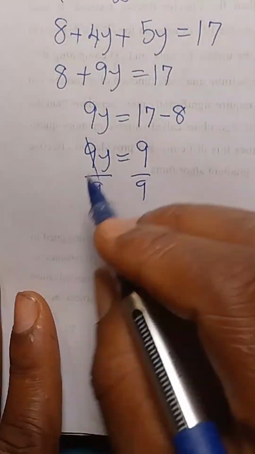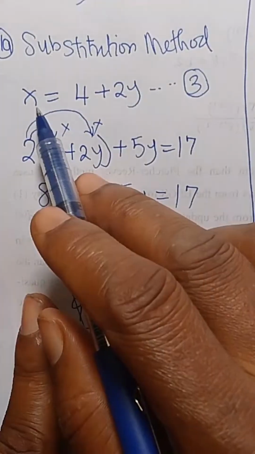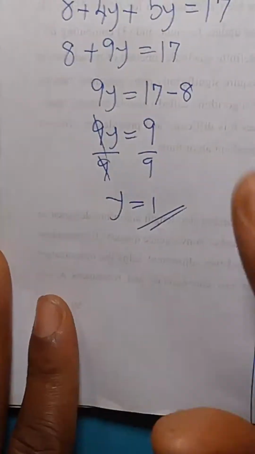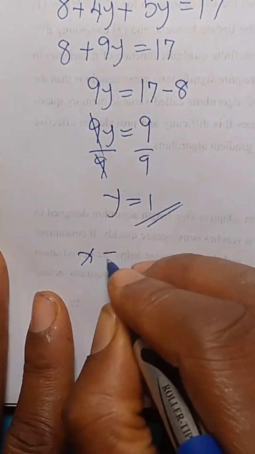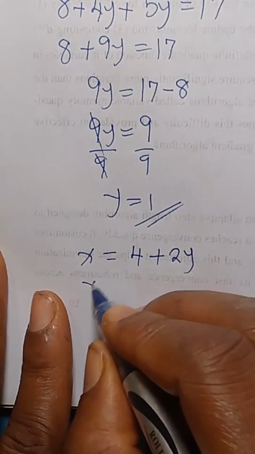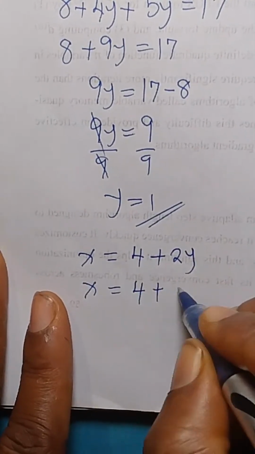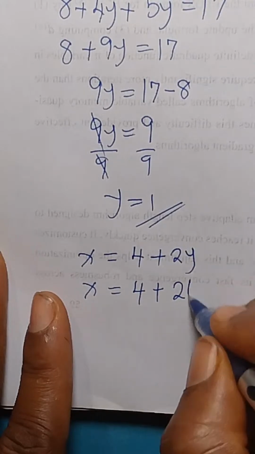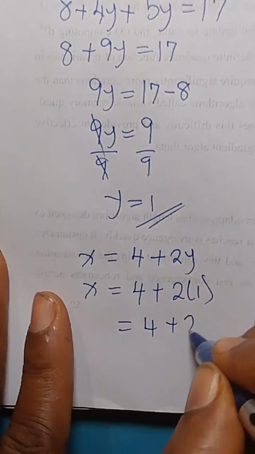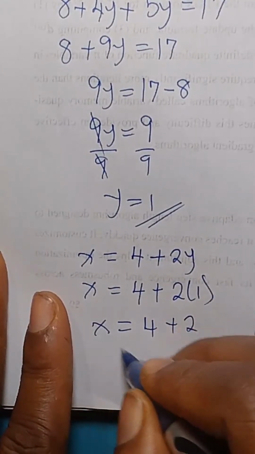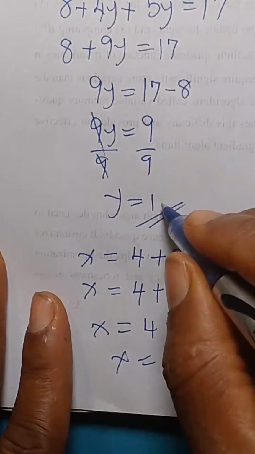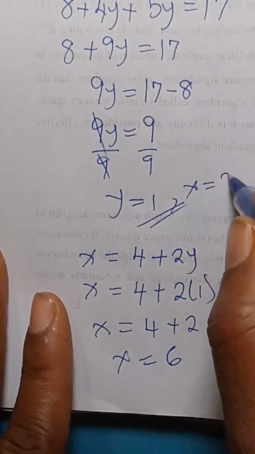Now to find our x, we substitute y equals 1 into this equation 3, x equals 4 plus 2y. So write it here, x is equal to 4 plus 2y, and we know our y is 1. So our x is equal to 4 plus 2, y is 1, so in brackets 1. This is equal to 4 plus 2 times 1 is 2, and our x is equal to 2 plus 4 is 6. So our y is 1, our x is 6.